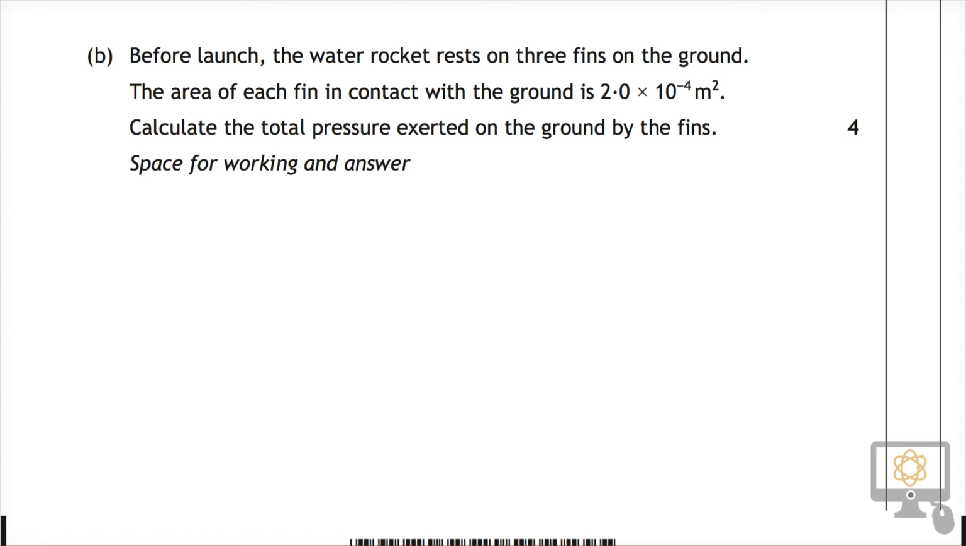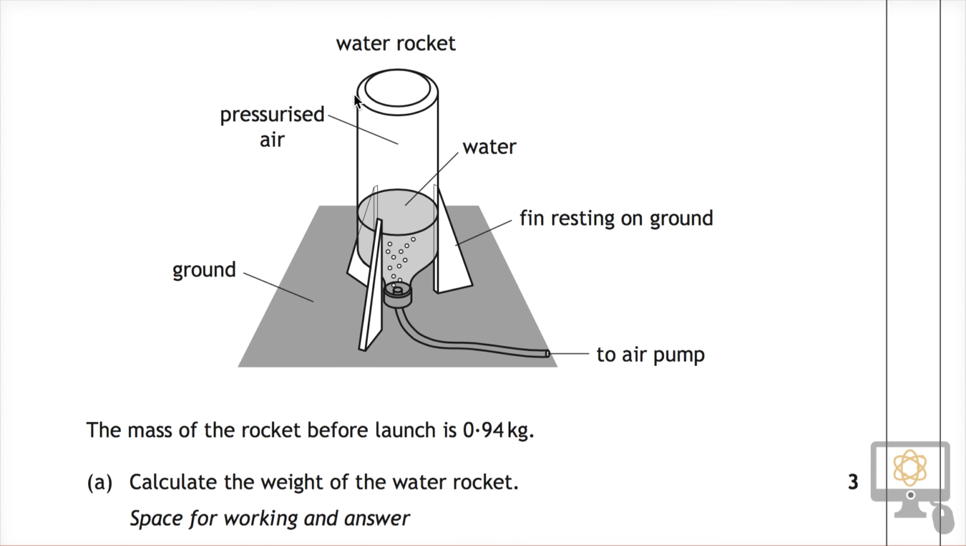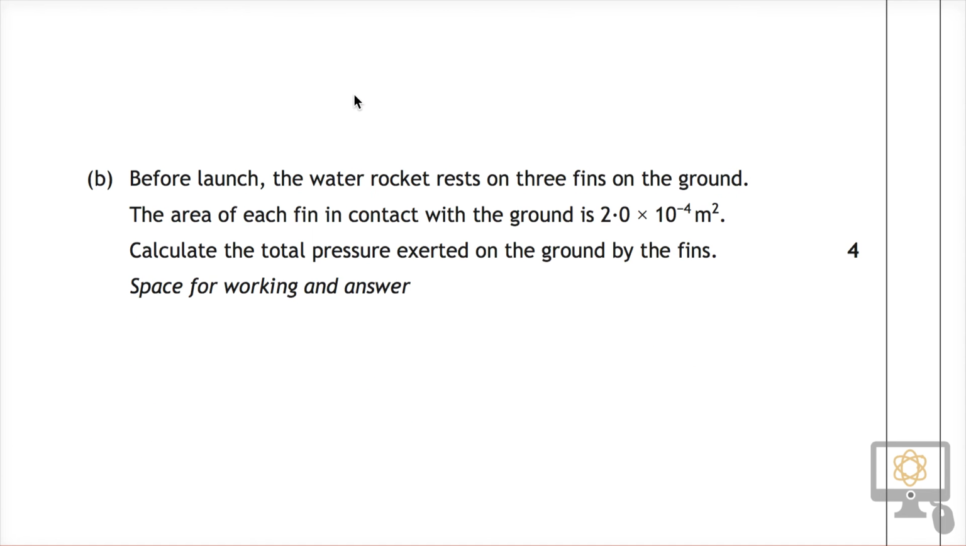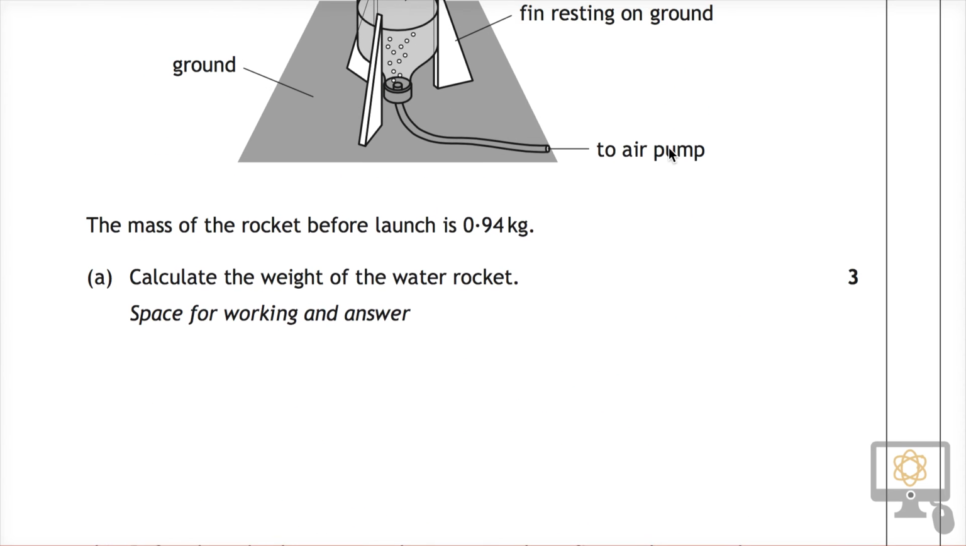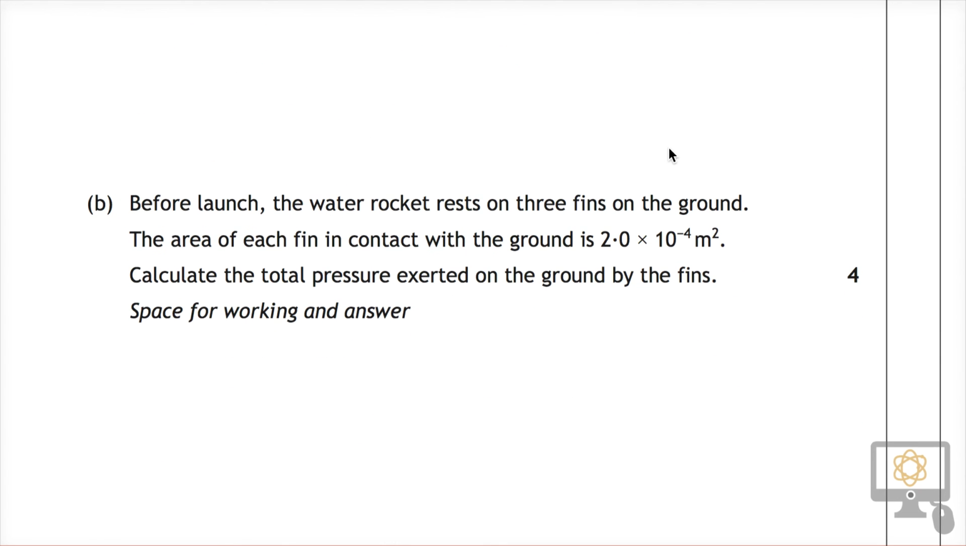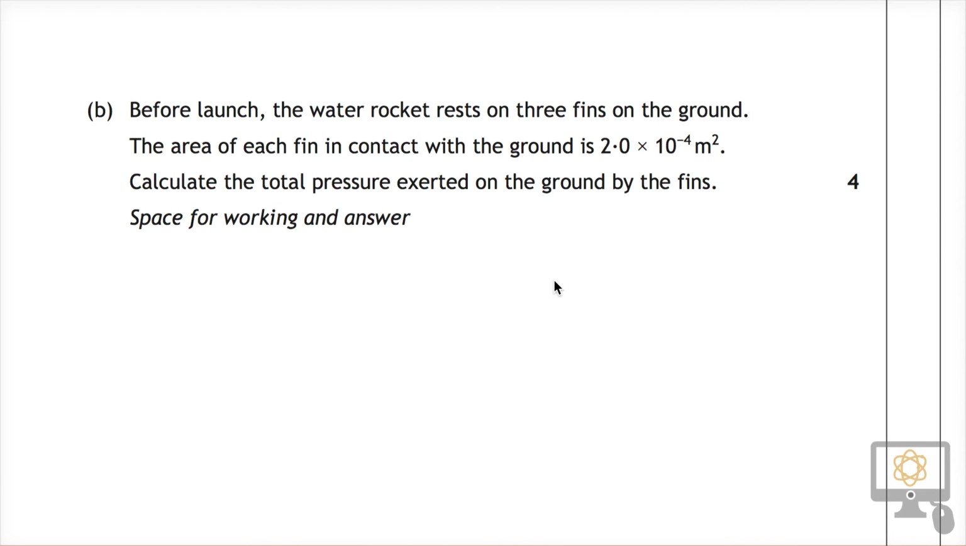So we're going to be looking now at question 12b from the 2014 National 5 Physics paper. It says, before lunch, the water rocket. Just to remind you, we're looking at this question here with the water rocket. The water rocket rests on 3 fins on the ground, as we can see in the picture. The area of each fin in contact with the ground is 2 times 10 to the minus 4 meters squared. Calculate the total pressure exerted on the ground by the fins.